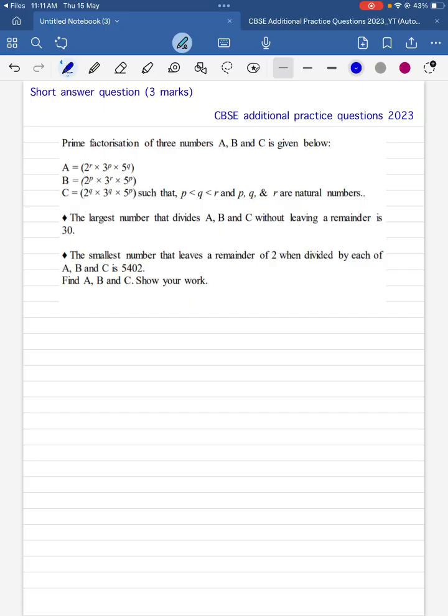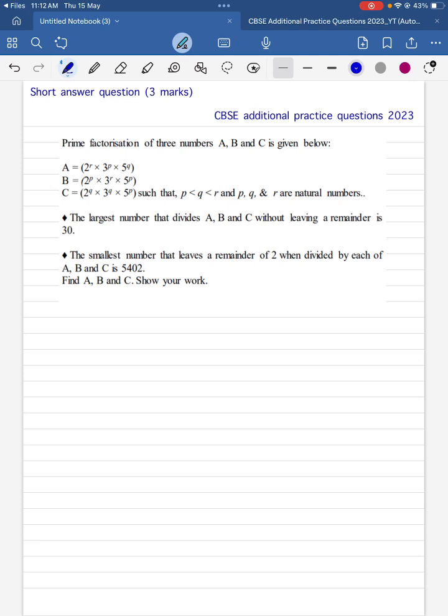Today I'll be discussing a super interesting question from the CBSE additional practice questions 2023, from the lesson Real Numbers. Let's decode a puzzle which involves a little bit of prime factorization, HCF, and a little bit of logical reasoning. Let's get to the question.